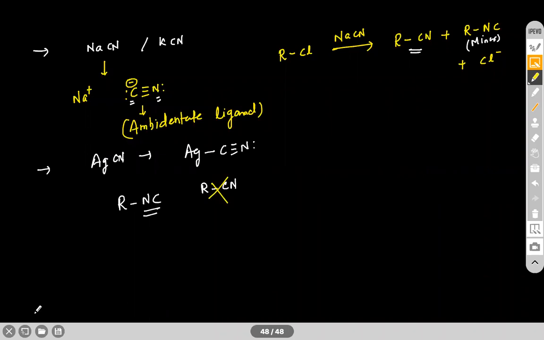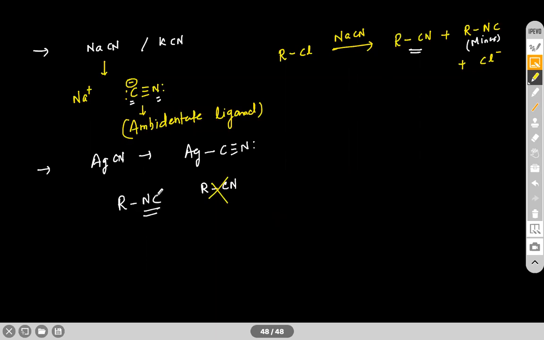No, in this one, RCN won't form. Yes, sir, but I'm comparing the compounds as such: this RNC and this RCN. We can say RCN is more stable because we have a stronger bond here. But the stability comparison between this compound and this compound is not there.